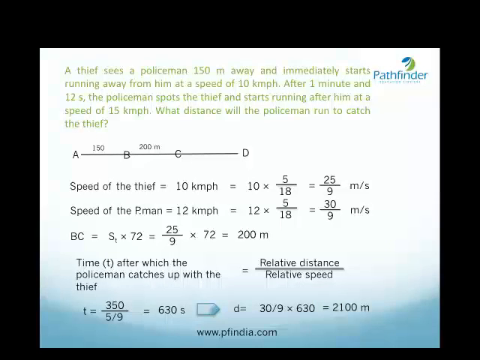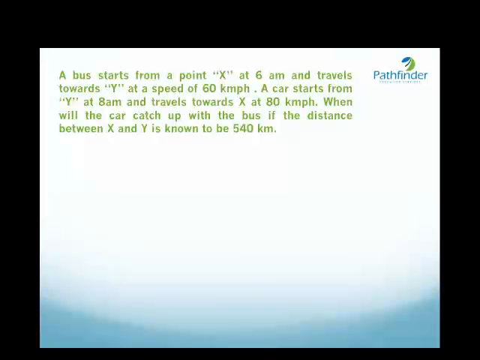So let us take a look at another question based on relative speed. A bus starts from a point X at 6 am and travels towards Y at a speed of 60 km per hour. A car starts from Y at 8 am and travels towards X at 80 km per hour. When will the car catch up with the bus if the distance between X and Y is known to be 540 km?